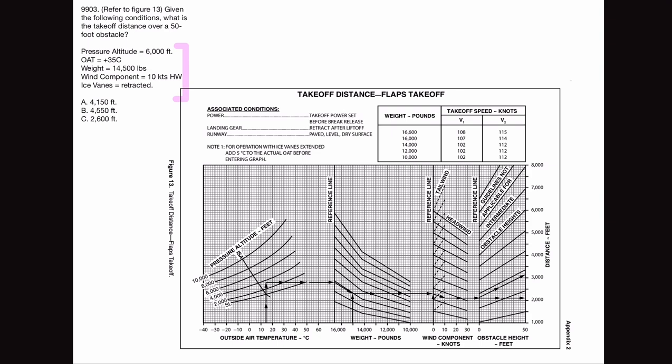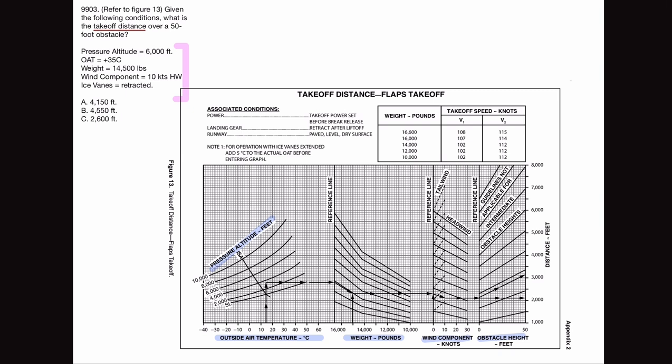So we want to point out what we're looking for here. We want the takeoff distance. So that's the answer that we're looking for. And then, as always, let's take a look at our chart and figure out exactly what information we need. So we need an outside air temperature, some kind of pressure altitude, a weight, wind component, obstacle, and then that'll give us our takeoff distance in feet. And as always, we're going to follow our example down below with our own information.